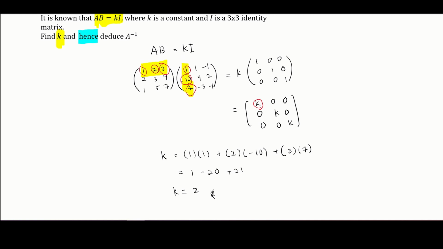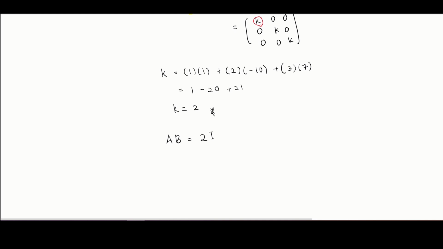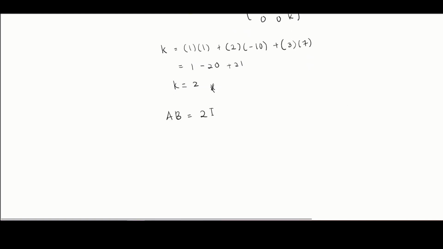When the question has the word hence, that means we need to use the information that we have from the previous part of the question. So we know that in the previous part we got K is equal to 2. That means if we substitute back into the equation that we had before, A times B is equal to 2I. And wait, do you remember this thing? Yes, this is a property of the inverse matrix.